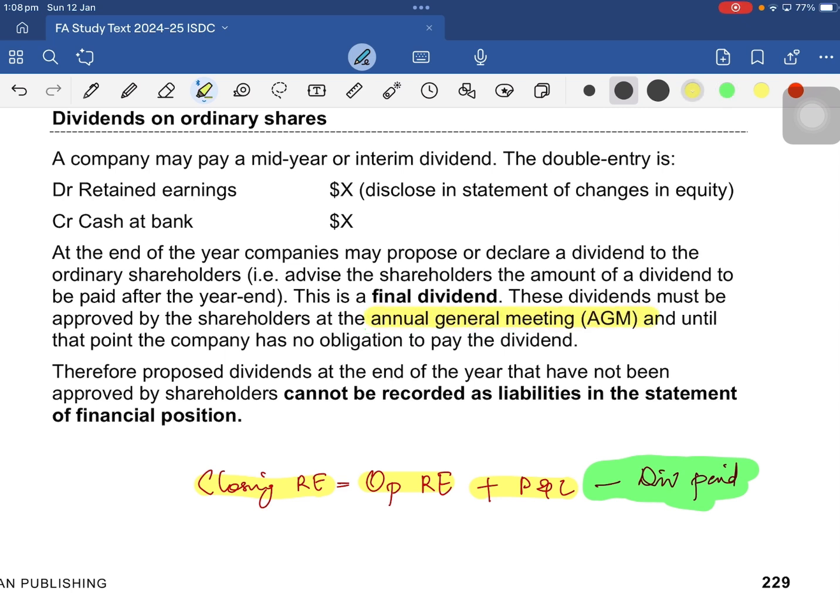Clear? In short form, it is known as AGM. And until that time, there is literally no need for the management to pay the shareholders the money. Clear?